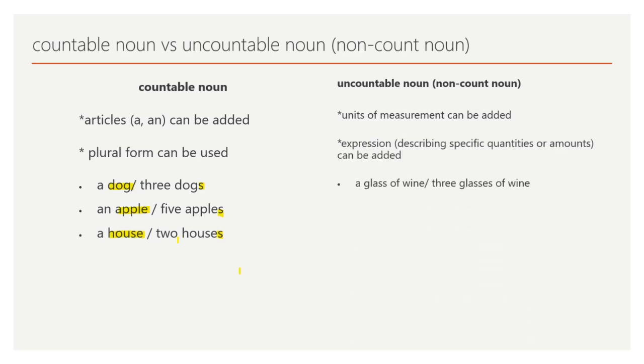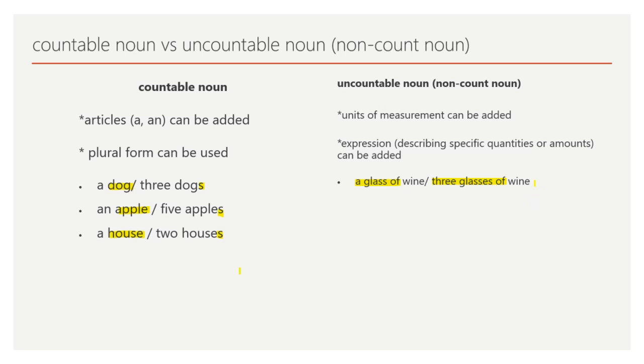For example, wine. Wine is uncountable, right? But if you put wine in a glass and you use the expression glass of in front of wine, you say a glass of wine, wine becomes countable. It means 1 glass, right? And if you say 3 glasses of wine, it means there are more than 1 glass, right? And it becomes plural.